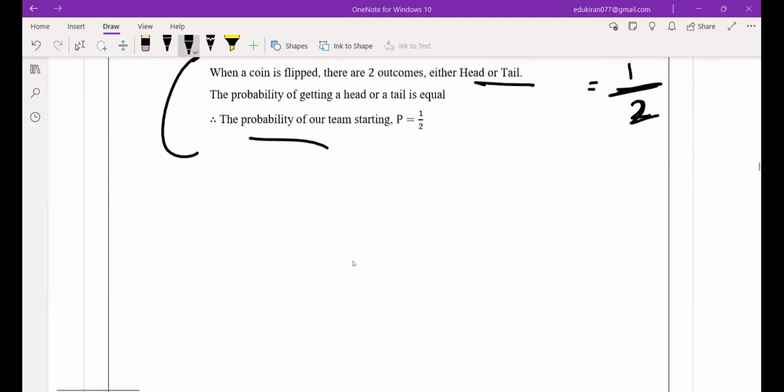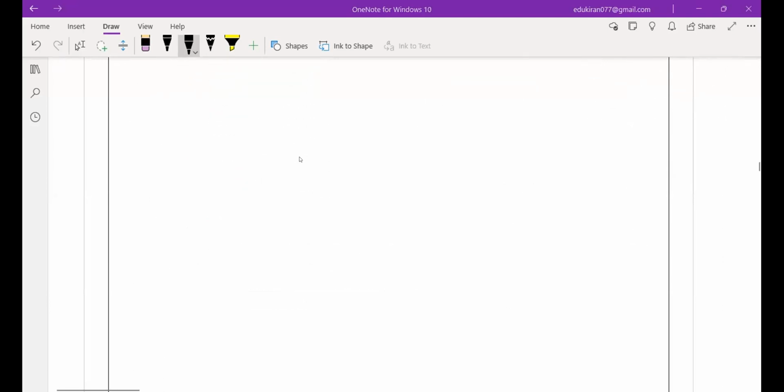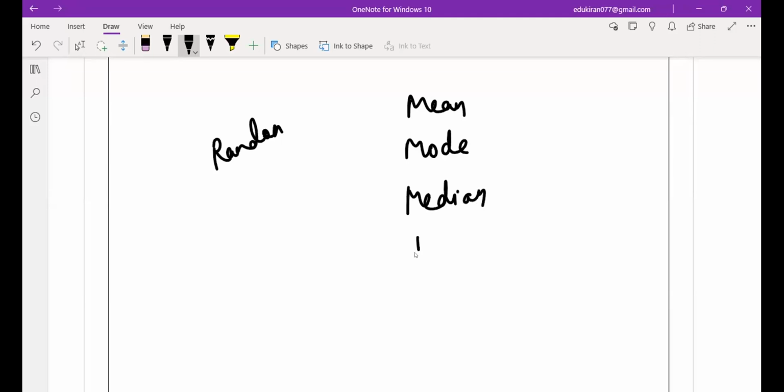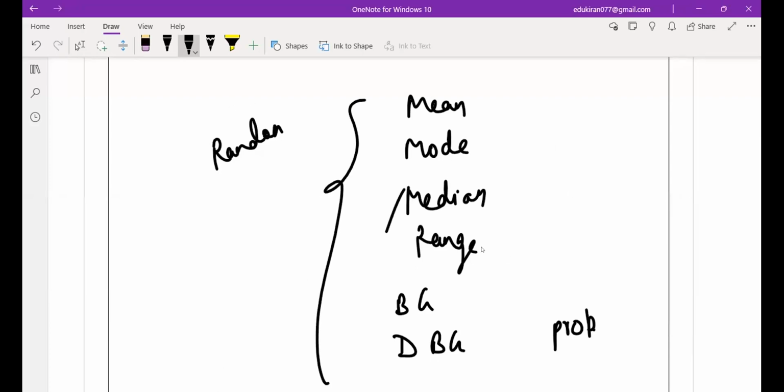Okay. So that's it for today, students. We'll meet in the next class. In the next class, I'll be giving you some random questions from data handling. So I'm just mentioning what we have done. Mean we have done, right? Mode, we have done. Median, we have done. Range we have done, right? Bar graph we have done. Double bar graph we have done. And one more last topic, probability we have done. Yes, ma'am. So you have to prepare all these concepts. In the next class, I'll make a question paper for you.